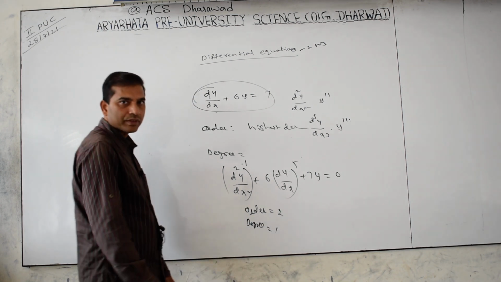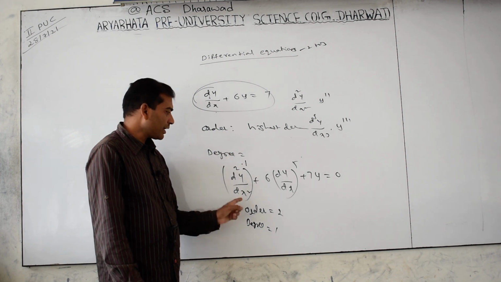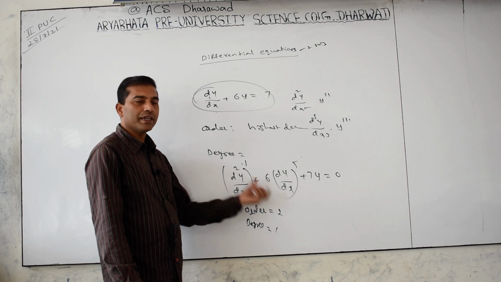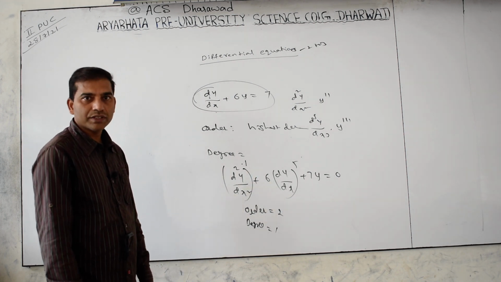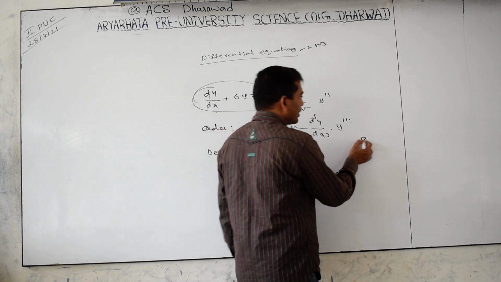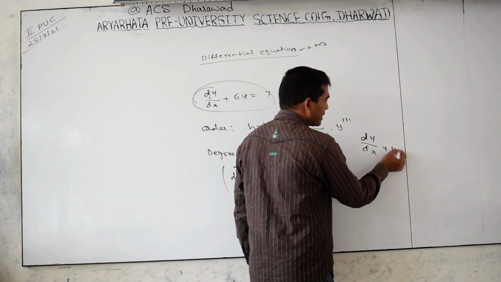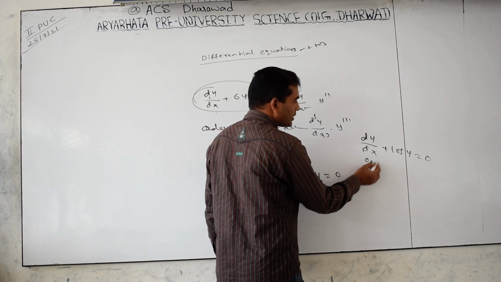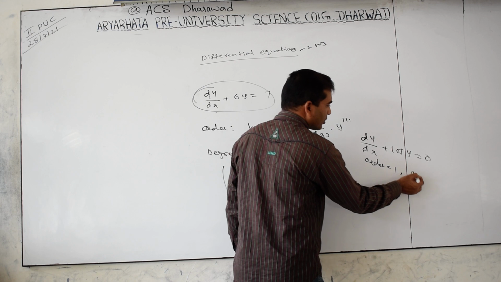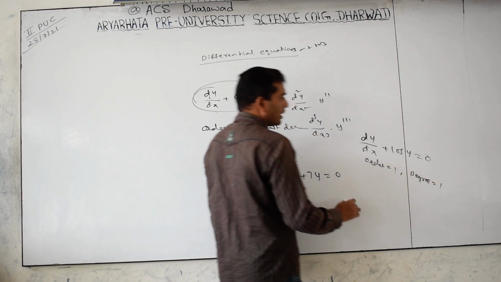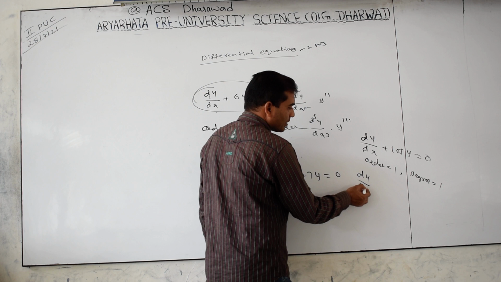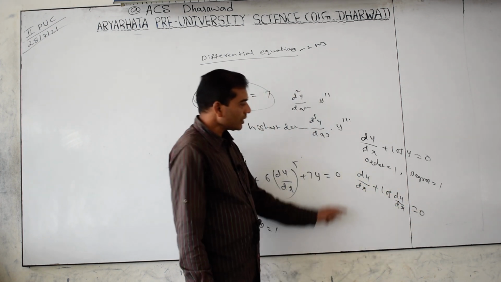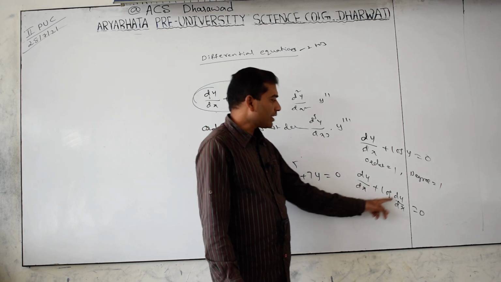Then one more important thing: while finding order and degree, if it is polynomial in terms of derivative, then degree exists. Otherwise degree does not exist. For example, dy by dx plus log y equal to 0. Order is 1, degree is also 1. Now dy by dx plus log of dy by dx equal to 0. Here order is 1, but degree does not exist.